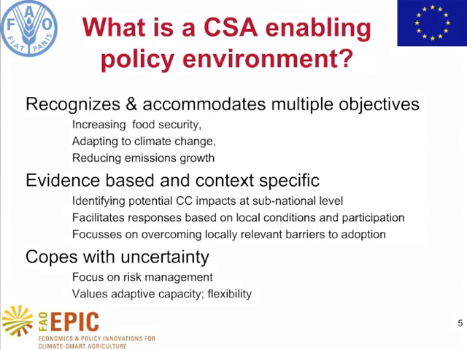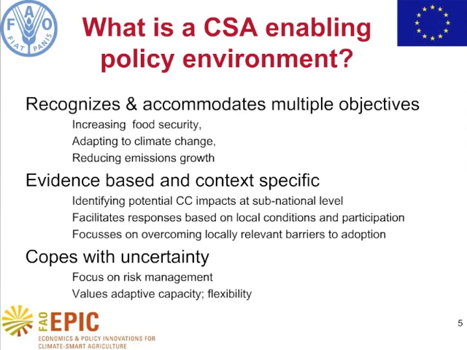we can talk about what is needed from a climate-smart agriculture policy environment to enable climate-smart agriculture. One of the key things is that climate-smart agriculture involves multiple objectives. It does involve looking at increasing food security and agriculture's role in food security while adapting to climate change, but also reducing emissions growth. So you need a policy environment that can deal with multiple objectives, and that's one of the key aspects.